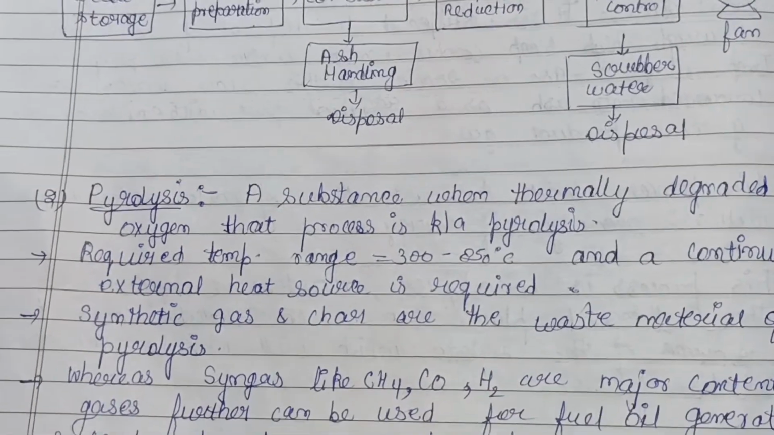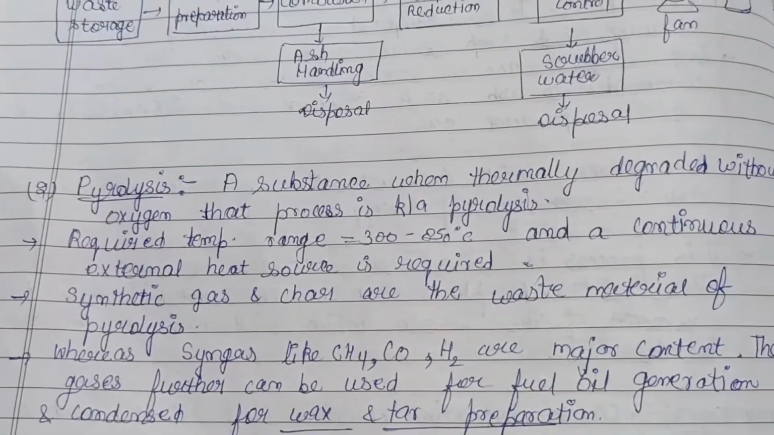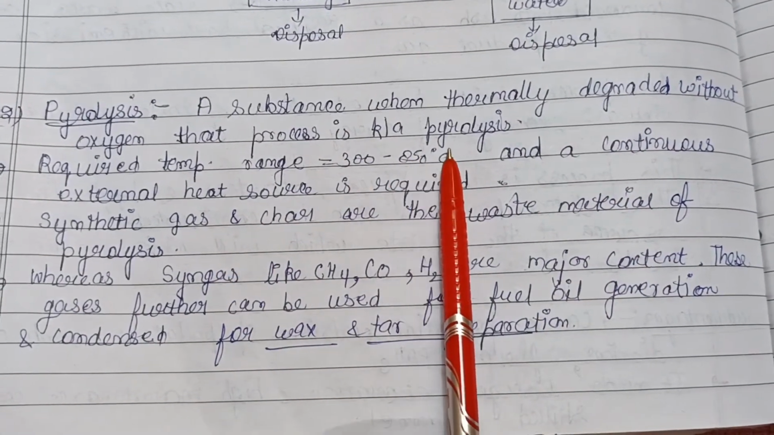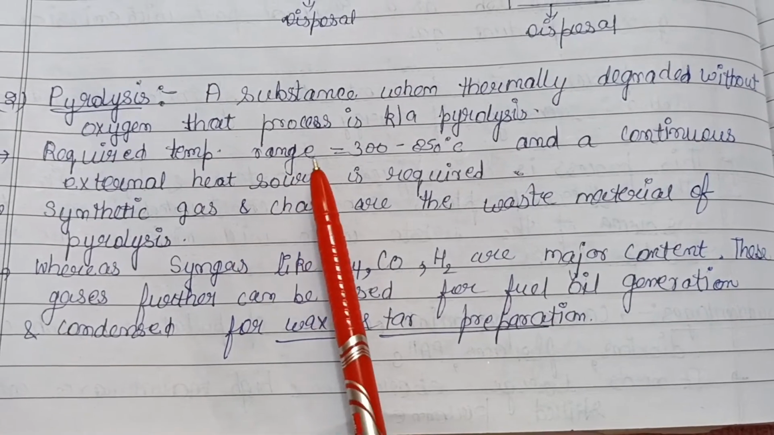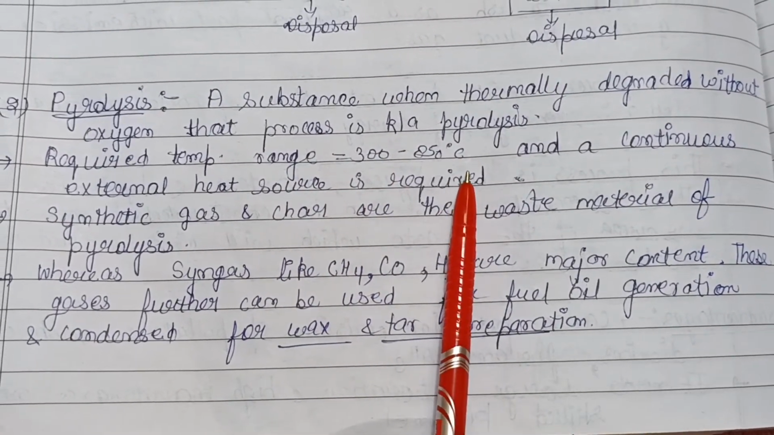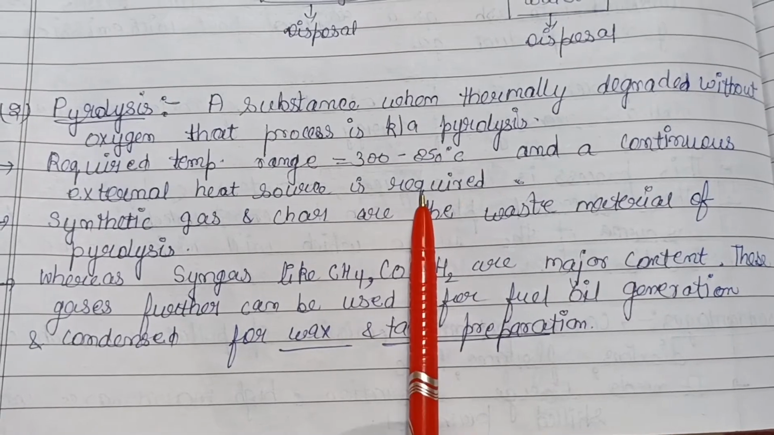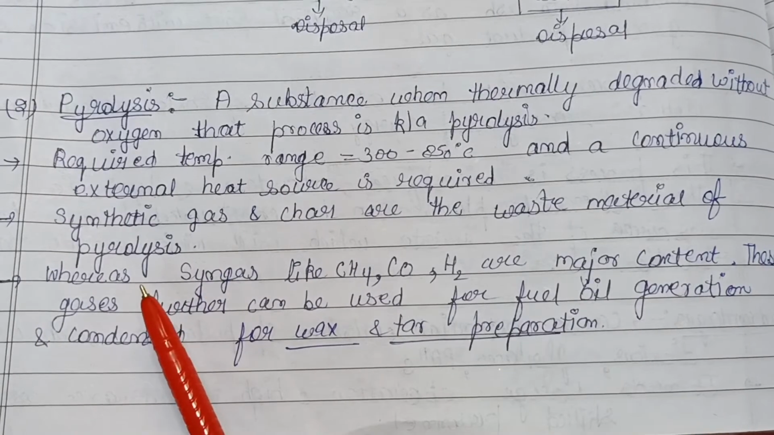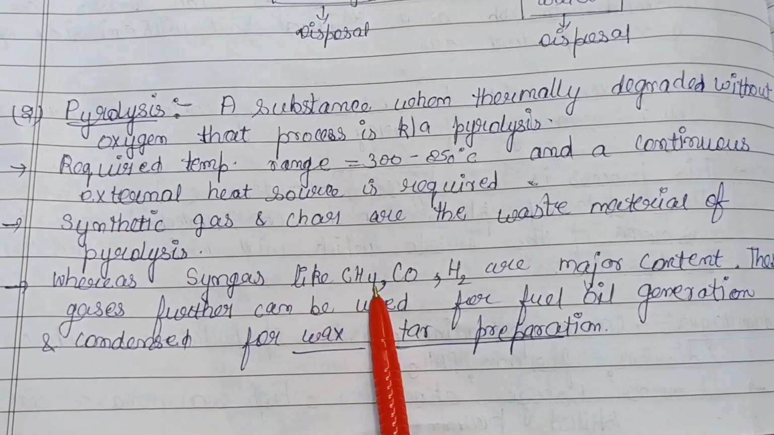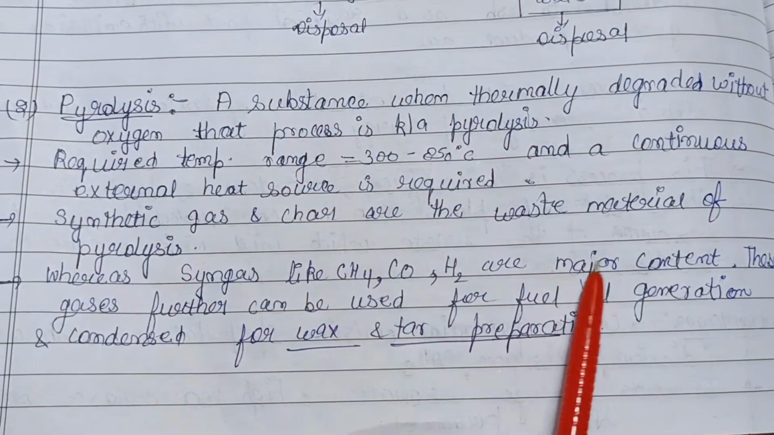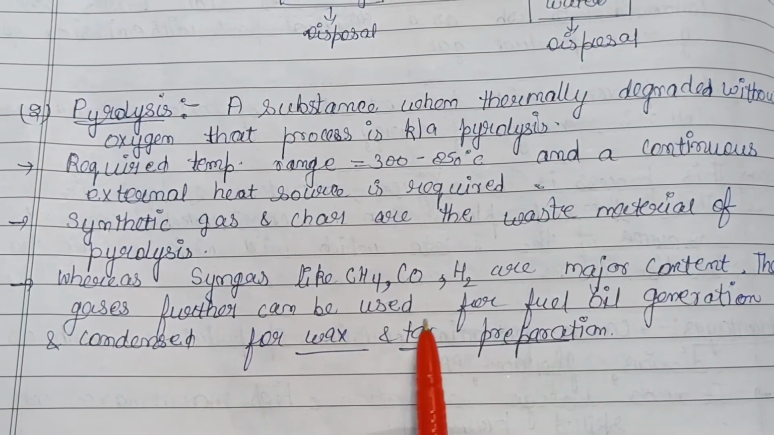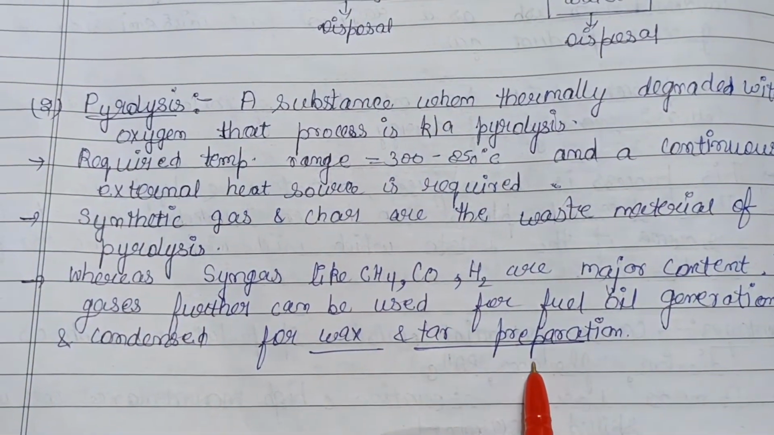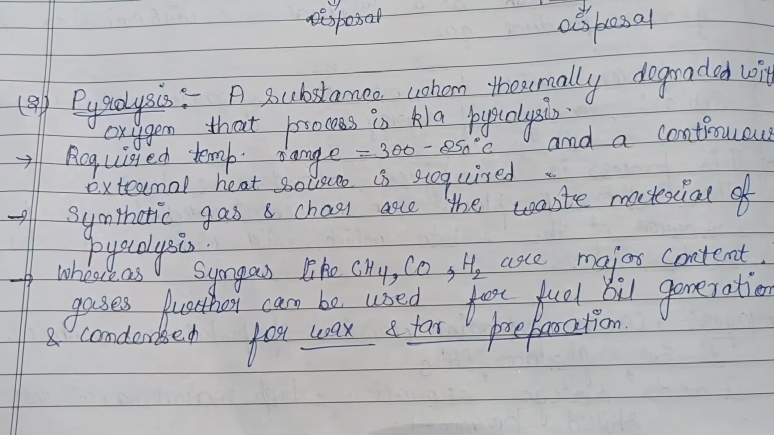Then the second method is the pyrolysis method. When a substance is thermally degraded without oxygen, that process is known as pyrolysis. It requires a temperature range between 300 to 850 degrees Celsius and a continuous external heat source is required. Synthetic gas and char are the products of pyrolysis, whereas syngas, that is CH4, CO and H2, are the major content in these. These gases can further be used for fuel oil generation and condensed for wax and tar preparation. So it has use in that also.